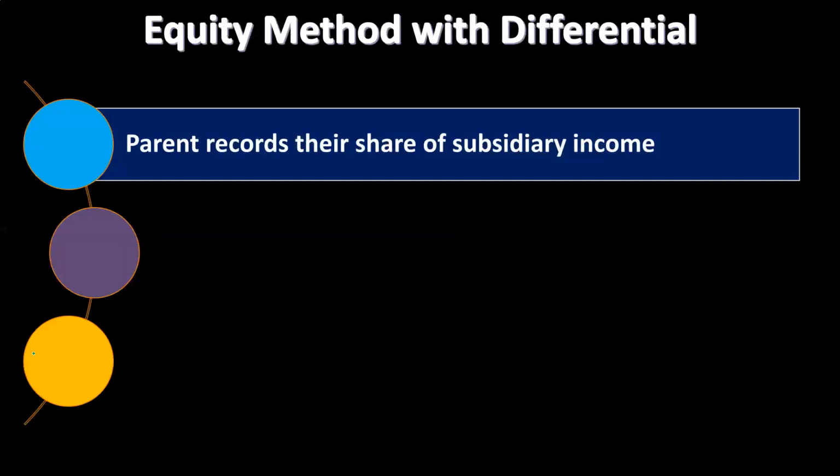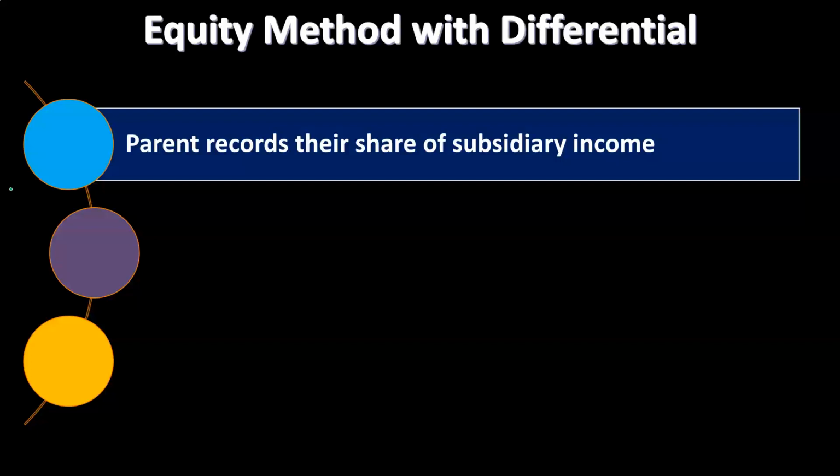Okay, equity method with differential. So remember, the equity method means that the parent company is representing the subsidiary using the equity method. So they've got one line item that basically represents their equity interest in the subsidiary. And so they're tracking their equity interest in the subsidiary, meaning, for example, here we go, the parent records their share of the subsidiary's income.